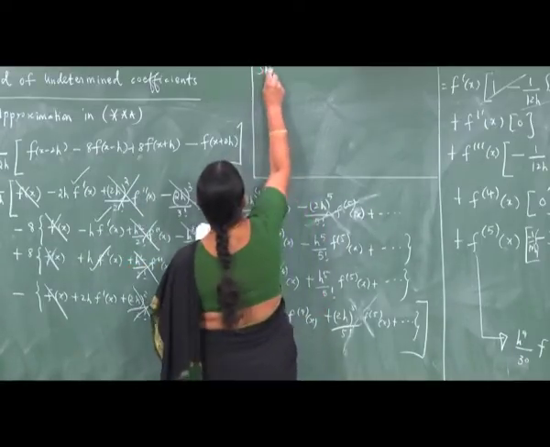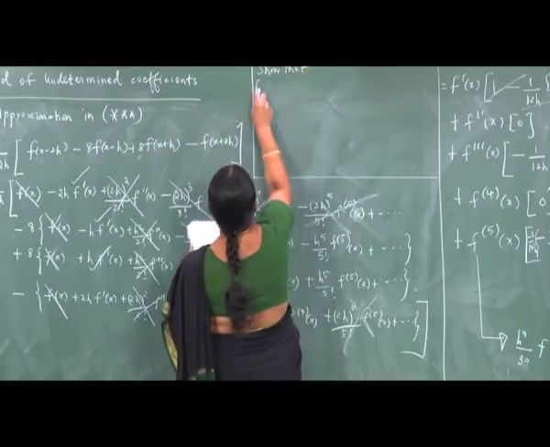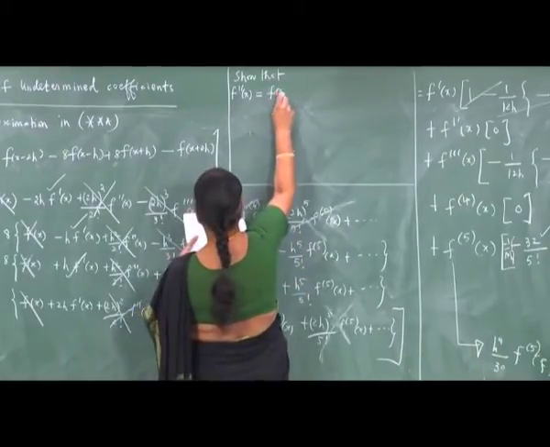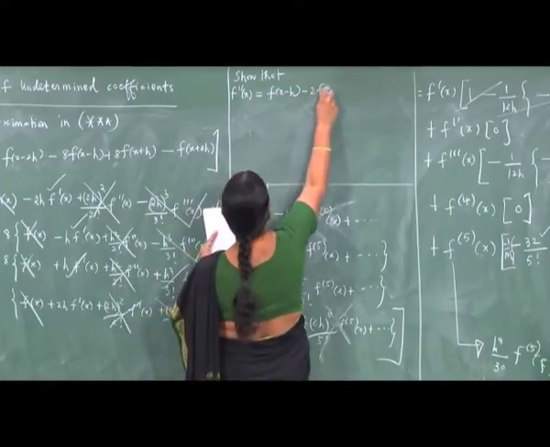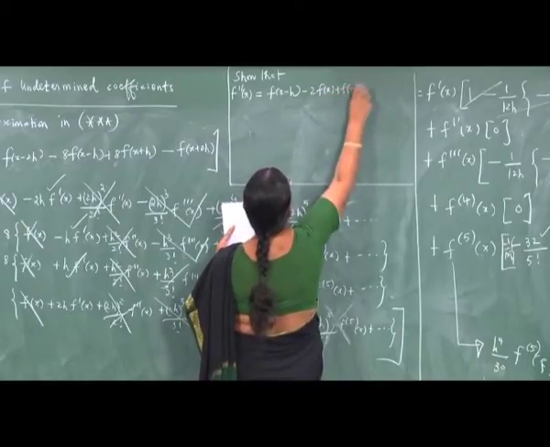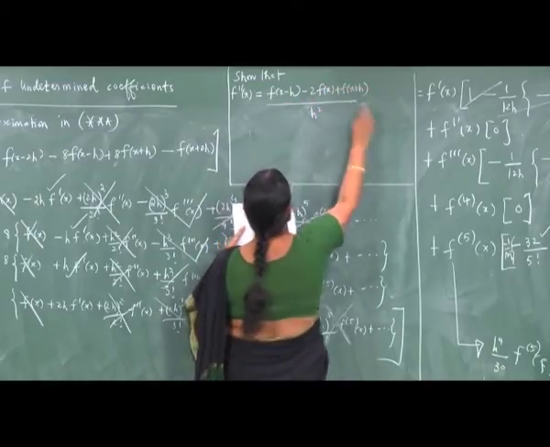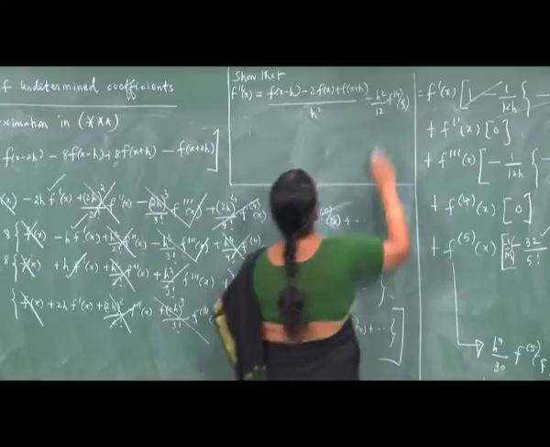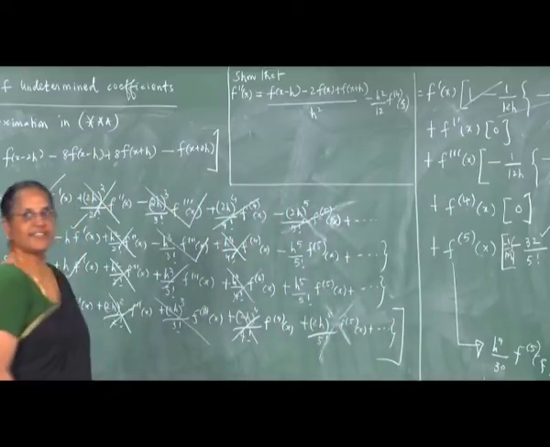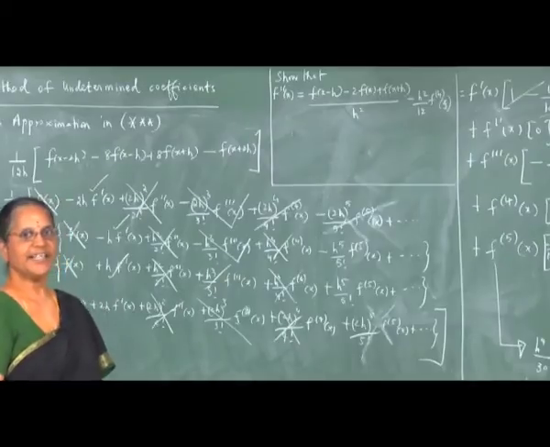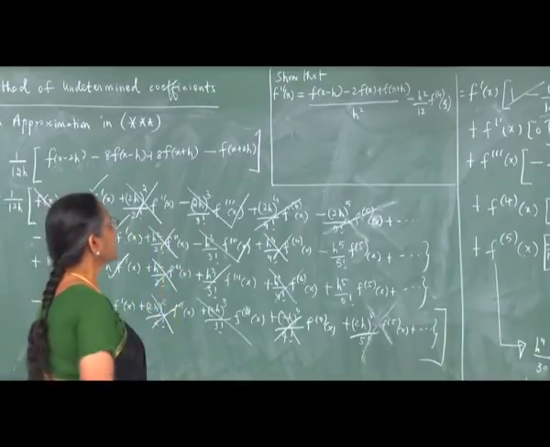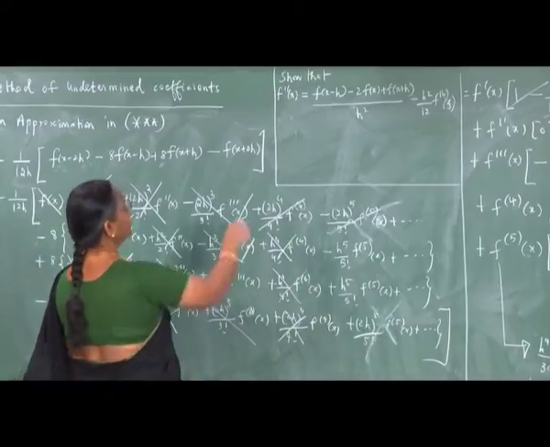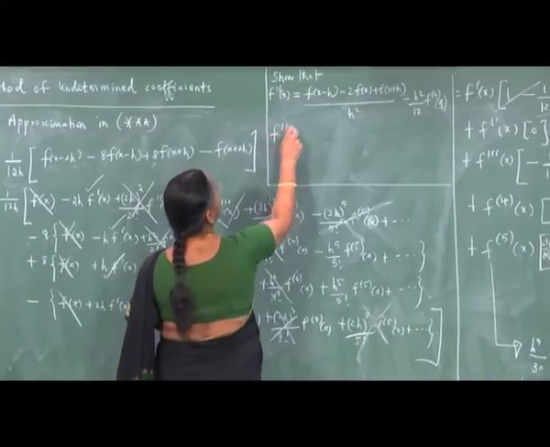So, show that the second derivative f double prime can be approximated by a 3-point formula. We had already derived this using Taylor expansion earlier, and we have showed this result, but now I want you to obtain this method by the method of undetermined coefficients. So, how do you start?